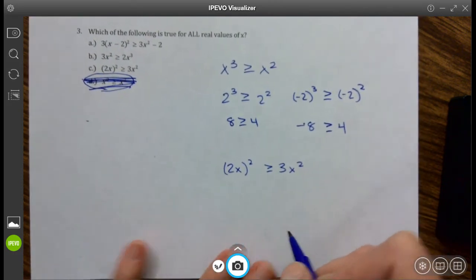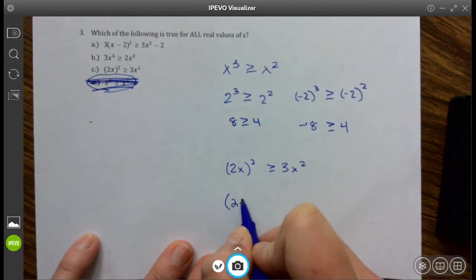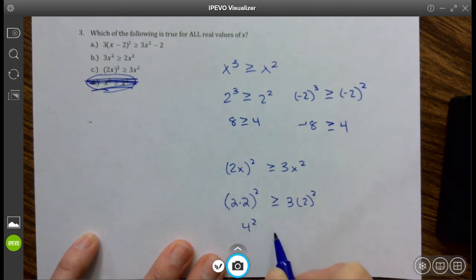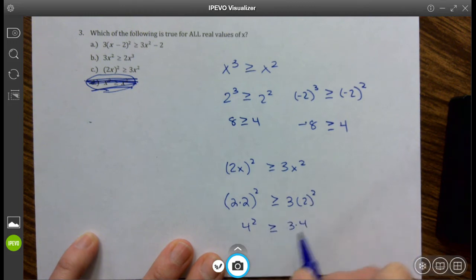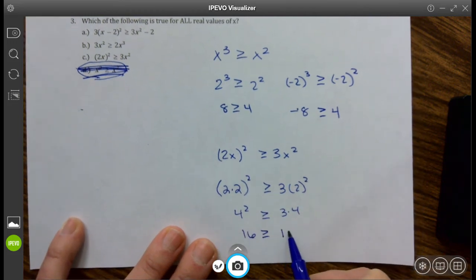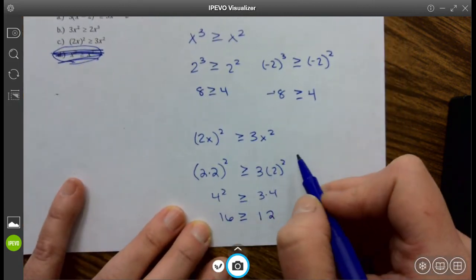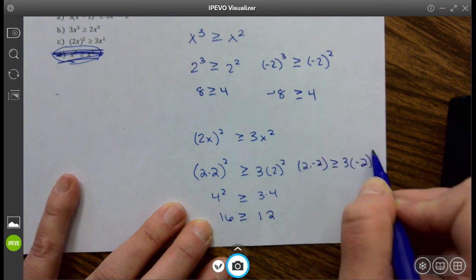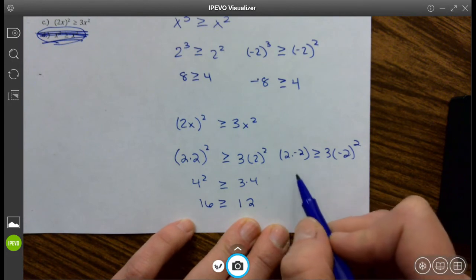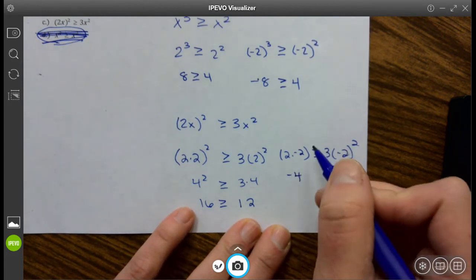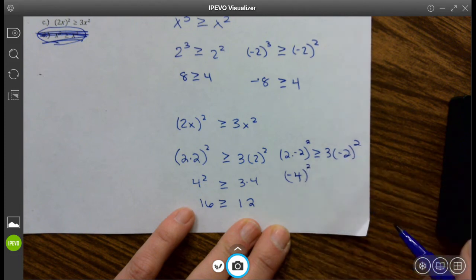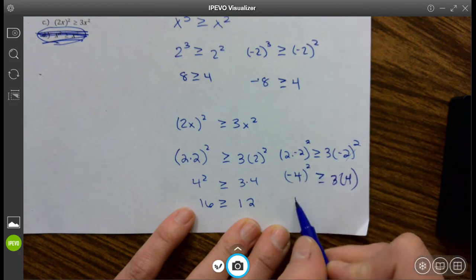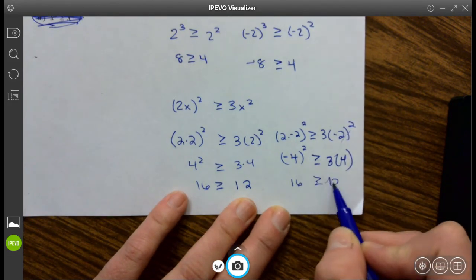Okay, parentheses make a big difference. So let's put in a positive number. Let's put in 2 again and see if that's true. That's going to be 4 squared. This is squared, so it's 3 times 4. Is 16 greater than or equal to 12? Yes, that's true. Okay, what if I put a negative number in? So what if I put that -2 in? Is that going to be true? If I put a -2 in, okay, I get -4, which is going to be squared then. And then I get a +4 here, 3 times 4. Well, when we square the -4, it's still positive. Yeah, that's true for all three.